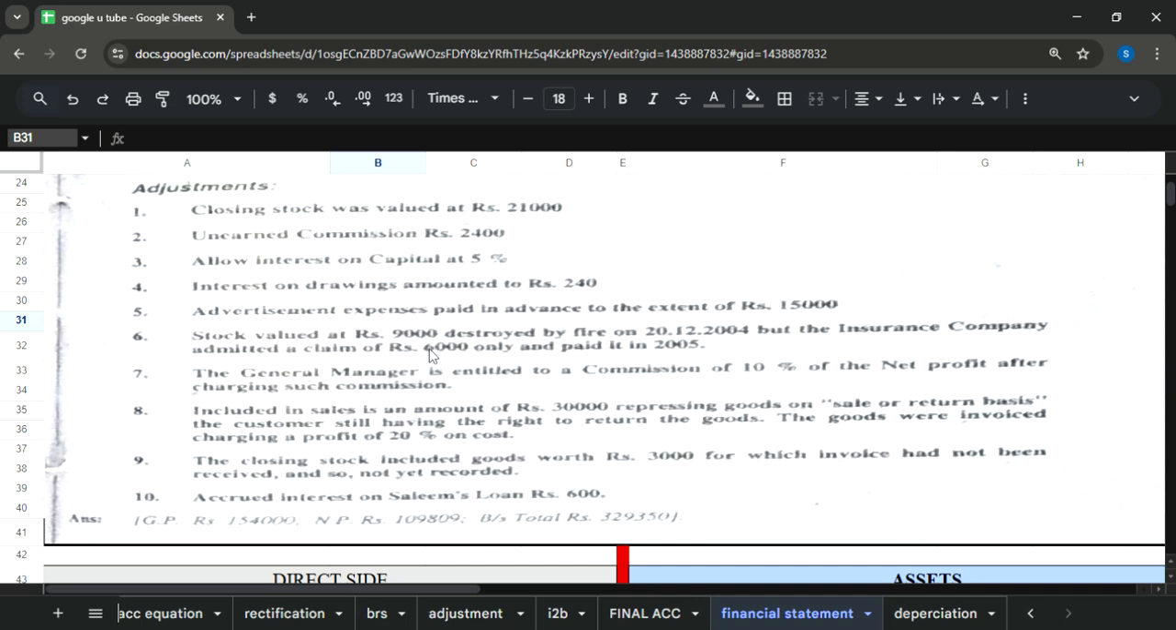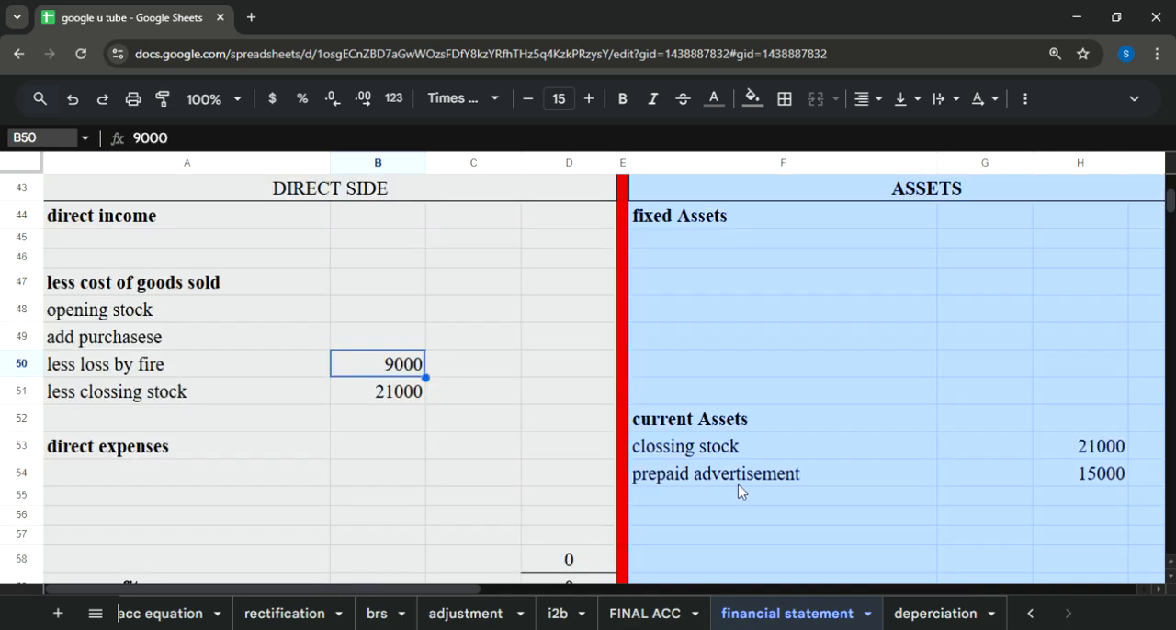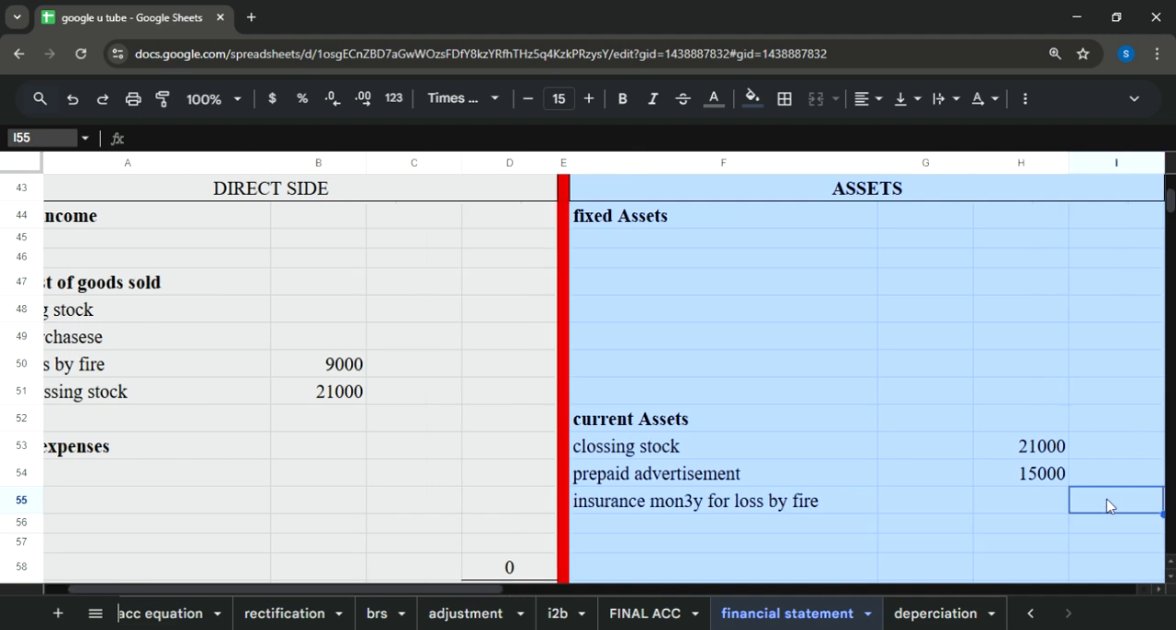Secondly, you can see that insurance company will be paying in future 6,000 rupees. Or look at here, 6,000 admitted a claim. That means they have admitted 6,000 would be paid in future, but within this year. So it is receivable. We'll go to current asset side, insurance money for loss by fire, and here let it be corrected. It is insurance, and that is money. Insurance people have said that they will be paying 6,000 rupees.